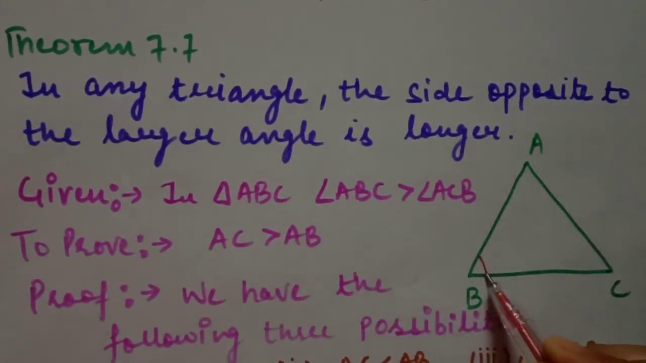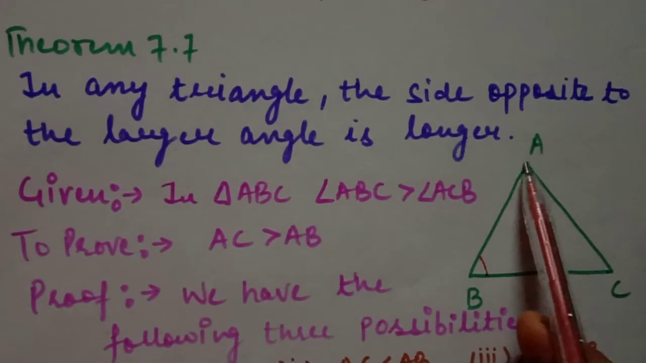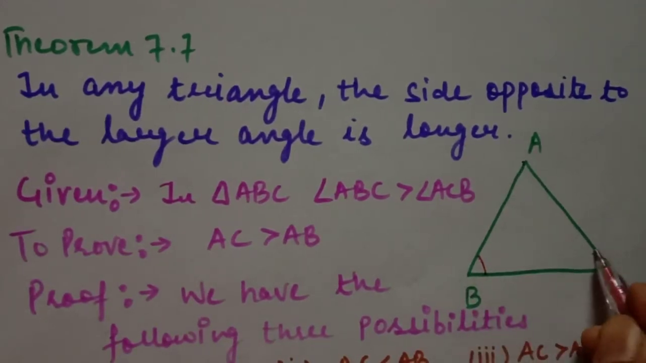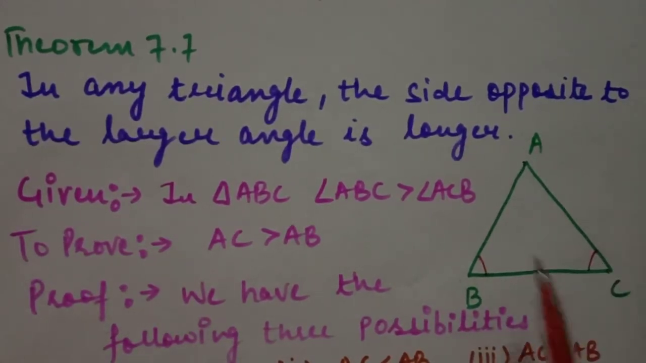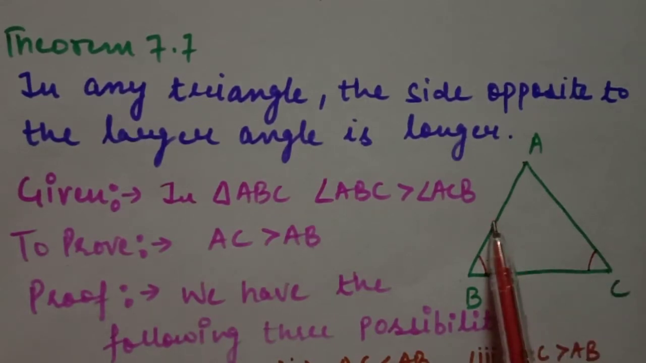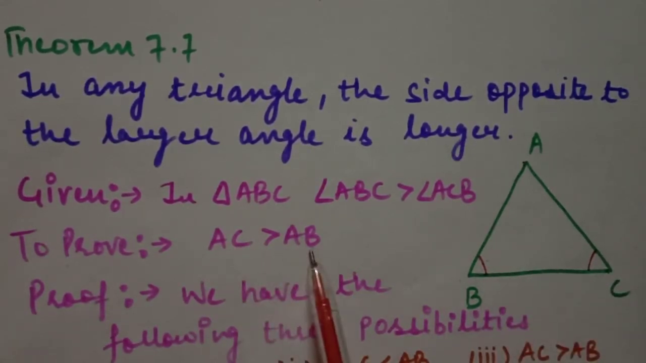It means angle B is greater than angle ACB. It means angle C. So angle B is greater than angle C, it is given. We have to prove that the side opposite to B is AC. Side opposite to angle C is AB. So AC is greater than AB. We have to prove it.